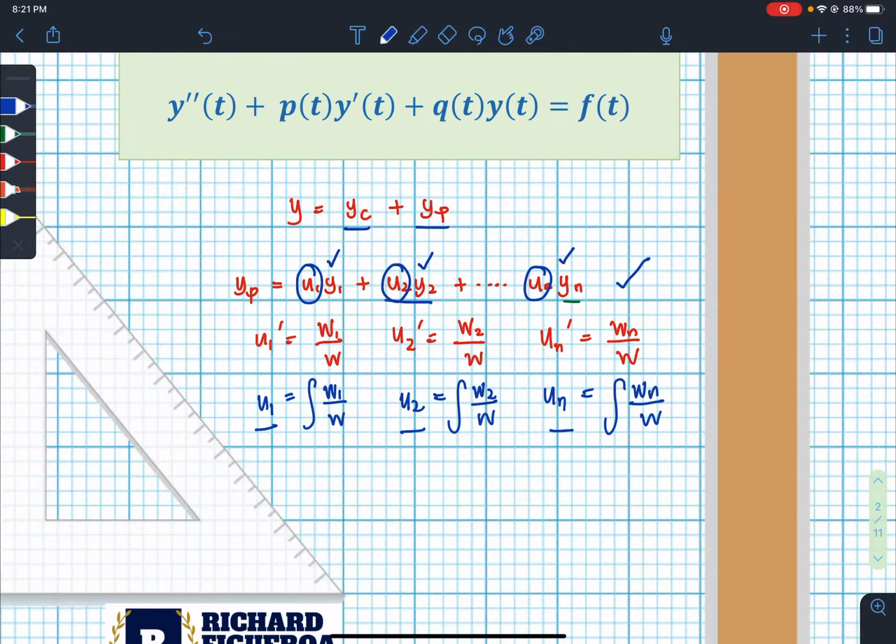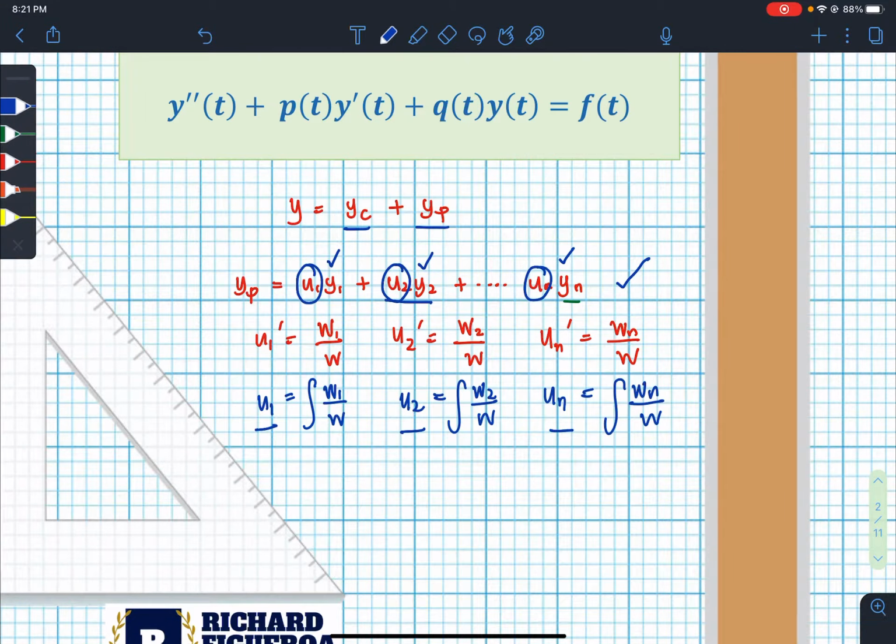Remember that y sub 1, y sub 2 up to y sub n are the solutions of the homogeneous part of the higher order differential equation. Once we are able to integrate that, we just substitute it and multiply it with the solutions, and then we will be able to get the particular solution y sub p. Then we just append that with the complementary solution y sub c, forming the general solution using the variation of parameters.